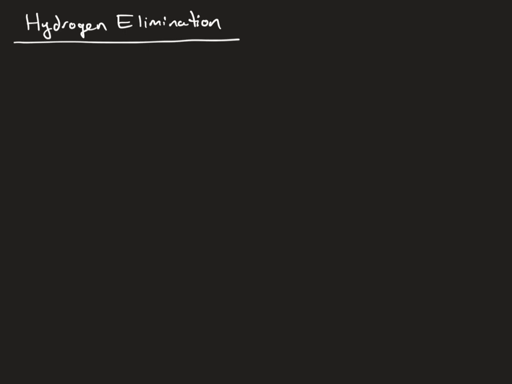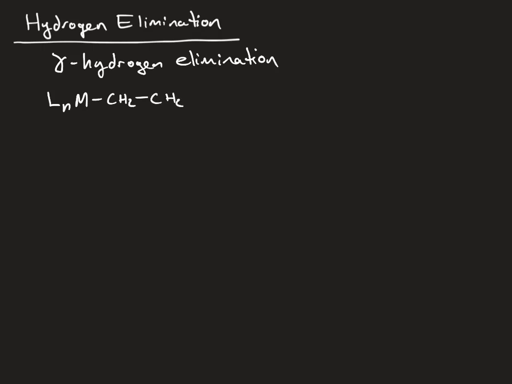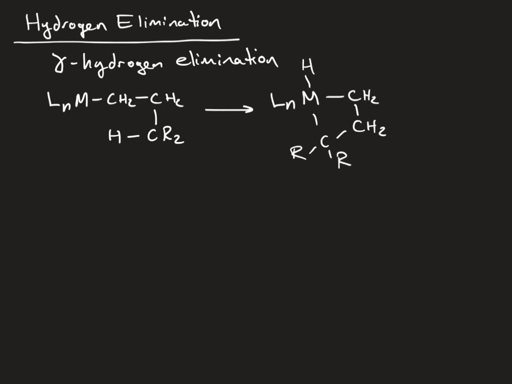The last reaction we're going to talk about is the so-called gamma hydrogen elimination. Here, a hydrogen from 3 carbons out is being lost from the ligand and donated as a hydride into the metal center. So, you form a species like this, where you have this 4-membered metallacycle.